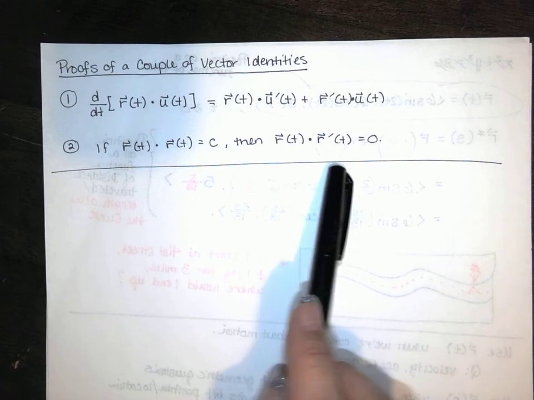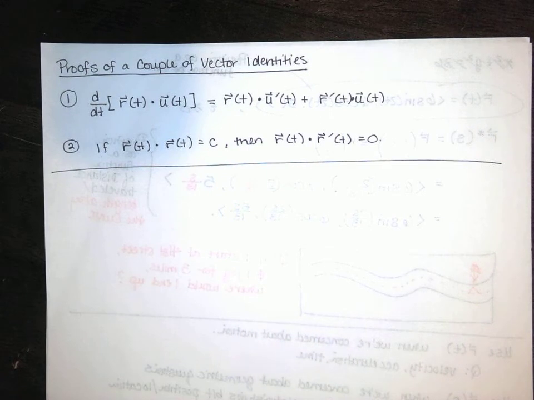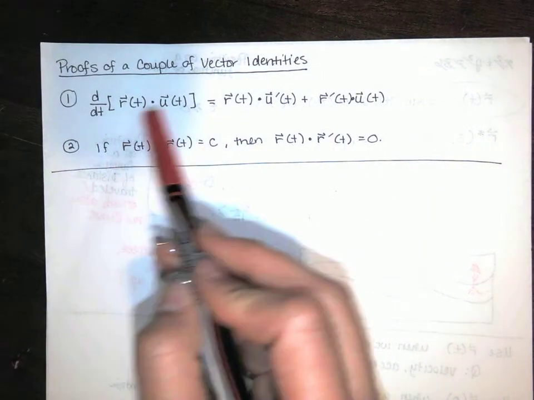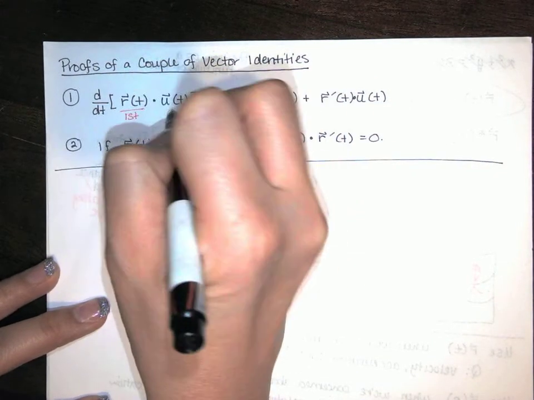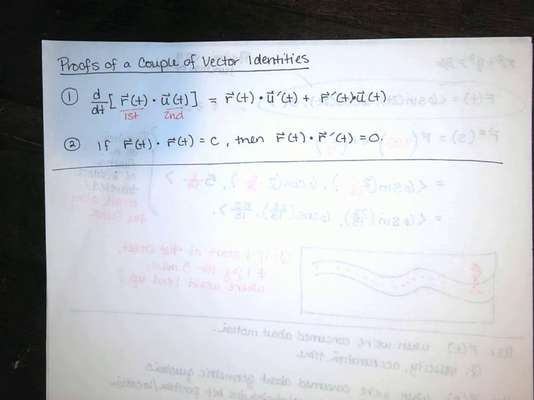And the proof of this one is based on the proof of this one. So I'll just do the top one first. It looks like a product rule, doesn't it? You've got the derivative of a product. Here's your first function and your second function. But it's not a regular product, it's a dot product. And it turns out a dot product works just like a regular product.